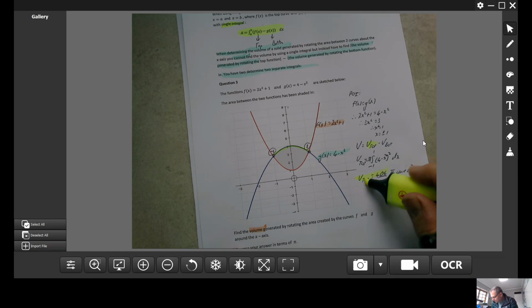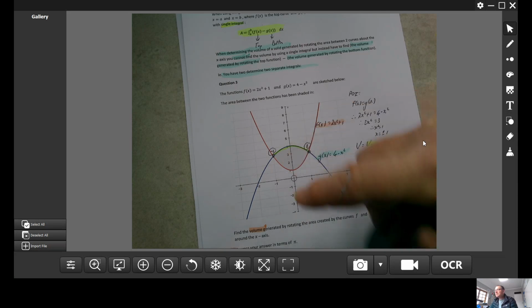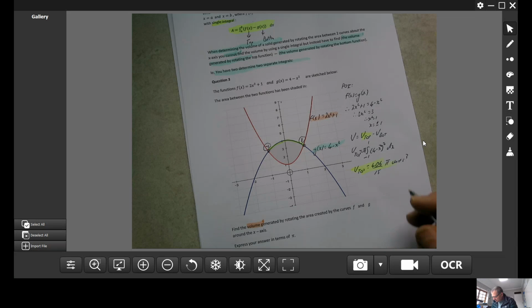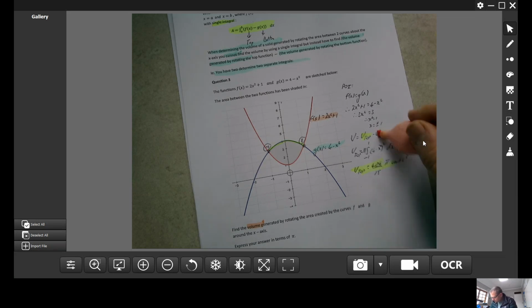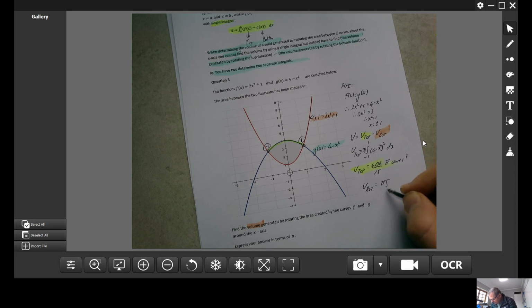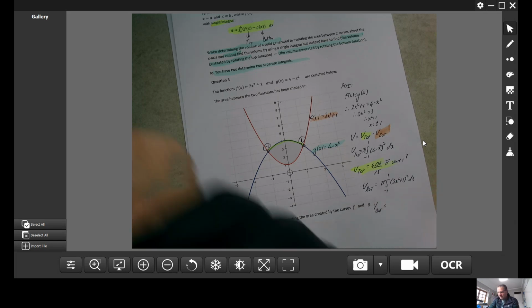Right, so that's the volume if you rotated that curve, the blue curve, about the x-axis. But now when you look for the volume of the bottom function, we're finding the volume generated by rotating the bottom function. So it's going to be pi times the integral between minus 1 and 1 of (2x squared plus 1) all squared with respect to x. So the volume of the bottom function, let's do that one on the calculator.